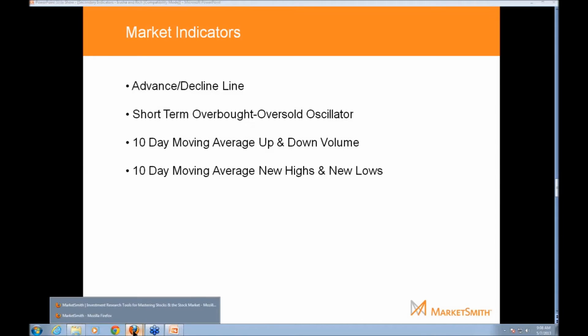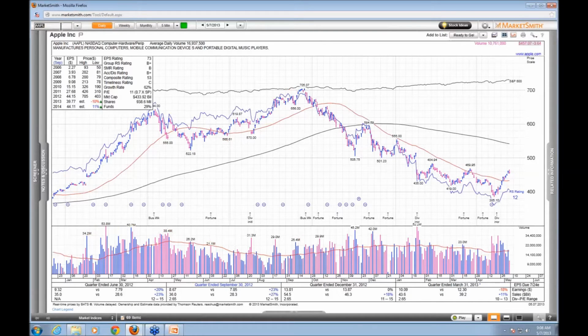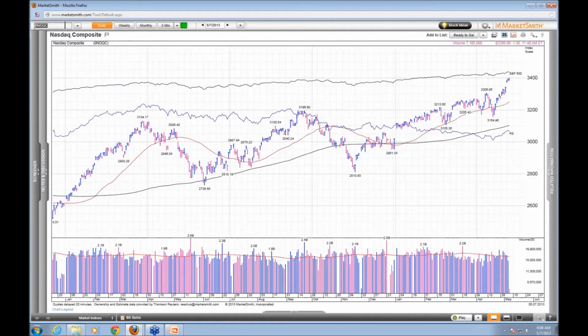So to take a look at these, we're going to pull up MarketSmith once again. I'm just going to clean this up, turn off my markups here, and let's pull up the Nasdaq. It should be pretty obvious to everyone at this point that we're in a pretty decent uptrend. We're up here close to the highs. We just made new highs, and things are looking pretty good, right?